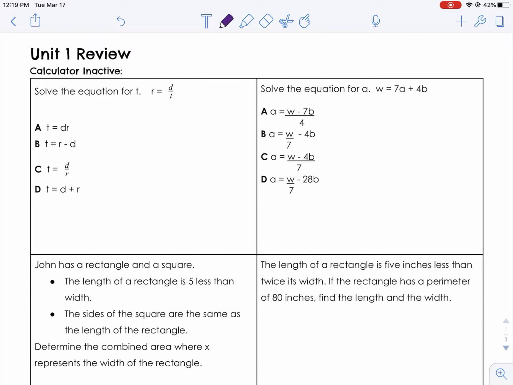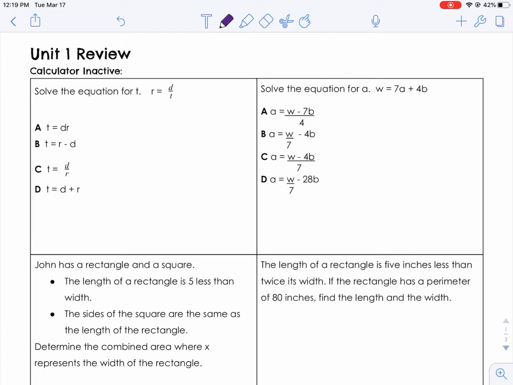This is just going to be a short video going through some problems from a Unit 1 review. So I would definitely do this on your own first and then check out the video to answer any questions you had or to make sure that you were doing things correctly.